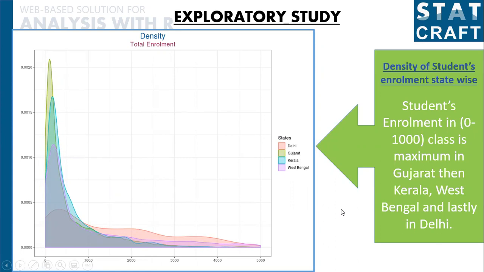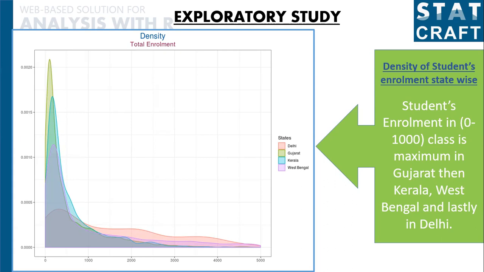So how do we finally make the recommendation? As per this plot, if you focus on the 0 to 1000 class, students enrollment in class 0 up to 1000 is maximum in the state of Gujarat, then Kerala, and then West Bengal, and lastly in Delhi. But when you go beyond 1000, Delhi outperforms all the other states.